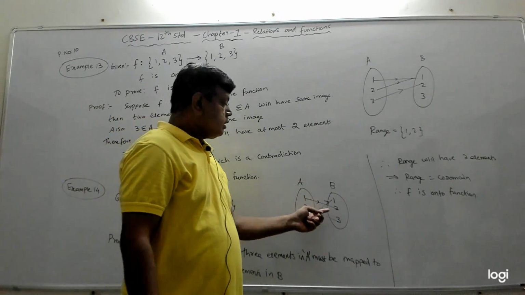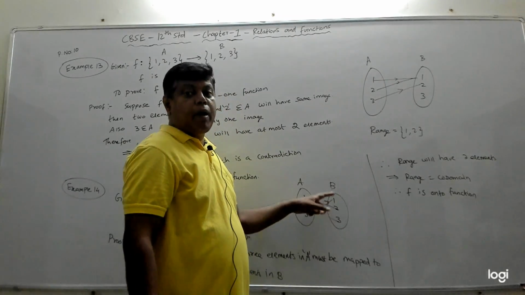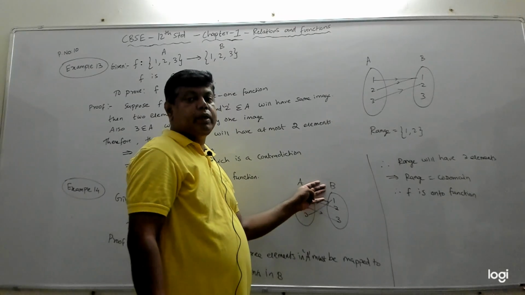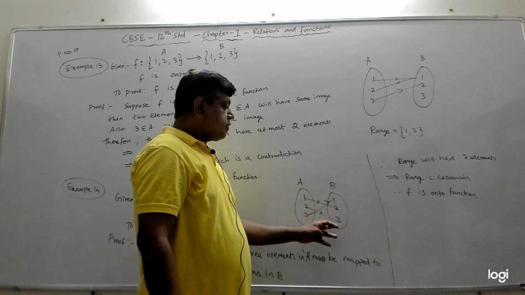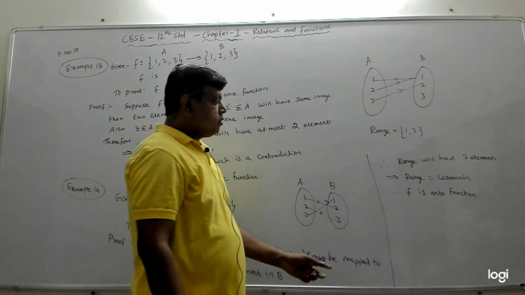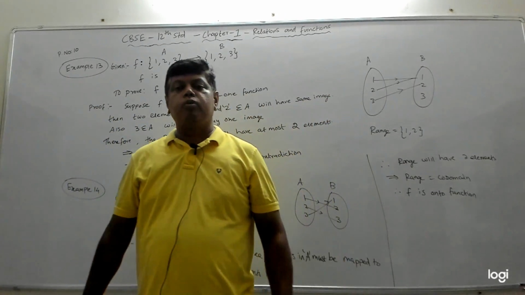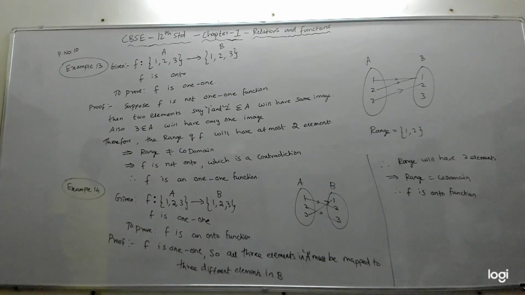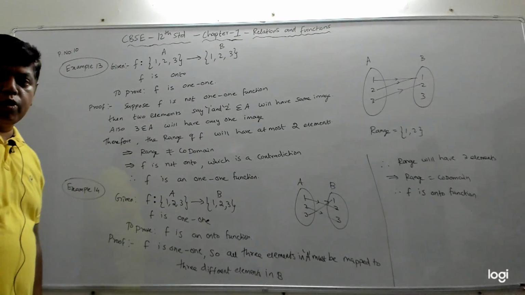Ultimately, 3 different elements here should be mapped to 3 different elements in B. Which means your range is what? Set of all mapped elements in B. The range will have 3 elements, and the codomain B is also having 3 elements, which means codomain is equal to range. Therefore, f is an onto function. Fine. So all of you can take notes. Yeah, I'll move on to the next problem.